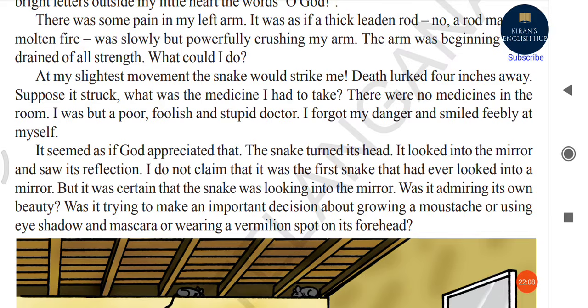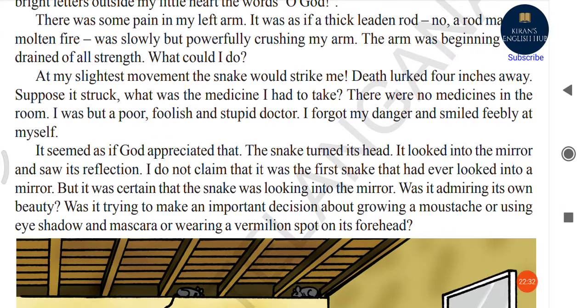Okay, and he also said that I think it is the first time that a snake is looking into a mirror, but it was certain that the snake was looking into the mirror. Okay, but it was real. So was it admiring its own beauty? So he was asking questions for himself. Is it praising, admiring in the sense, is it praising itself, okay, of its beauty? Just as till now I praised myself. Is it praising itself just like that?